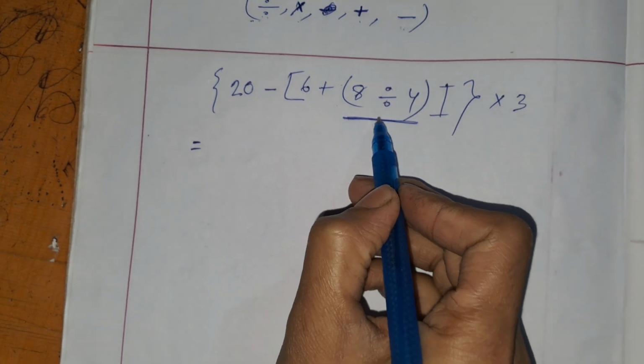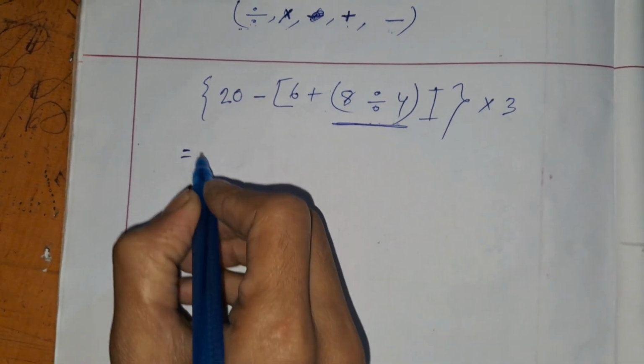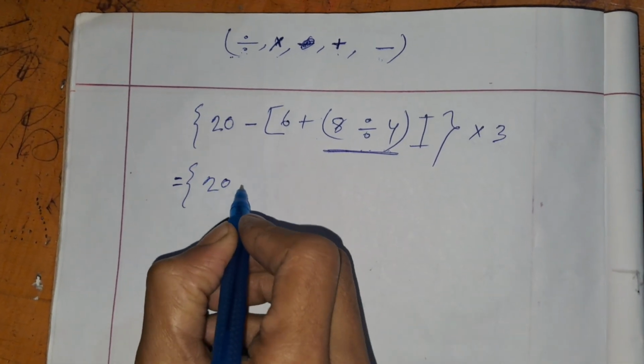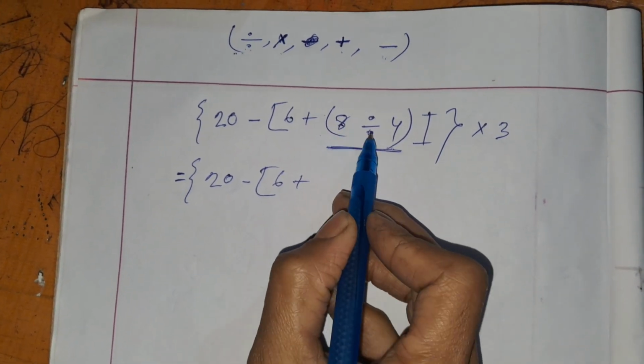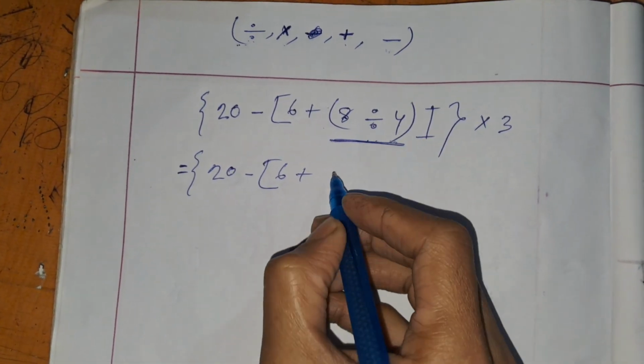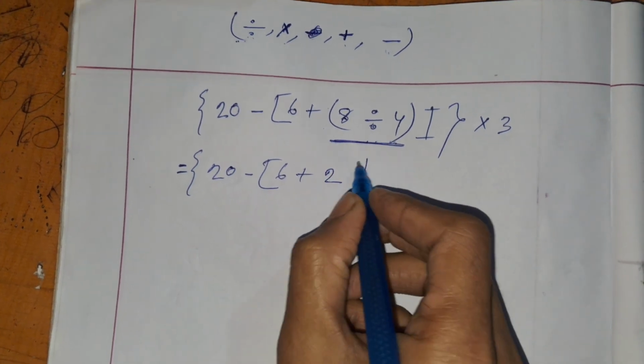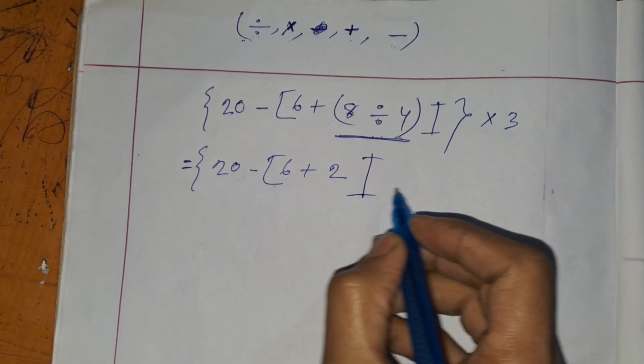So now we are going to solve this first. So 8 divided by 4, that means 2. Our first parenthesis completed.